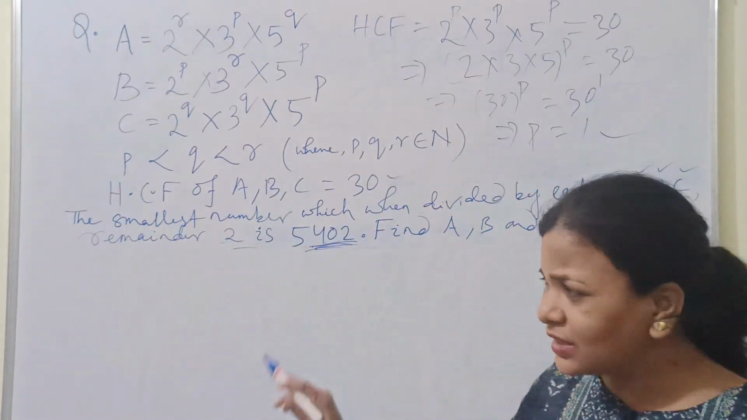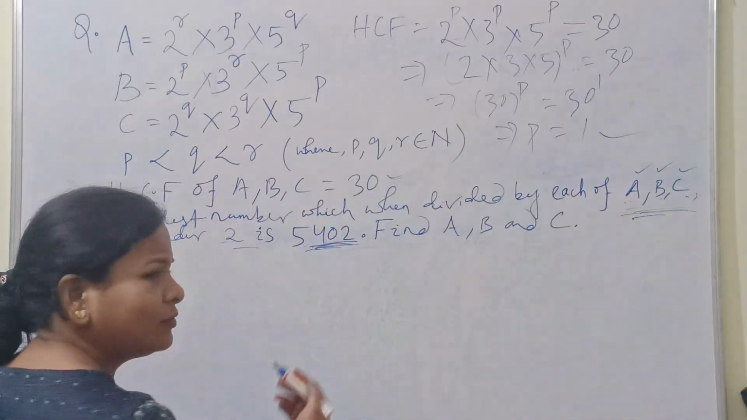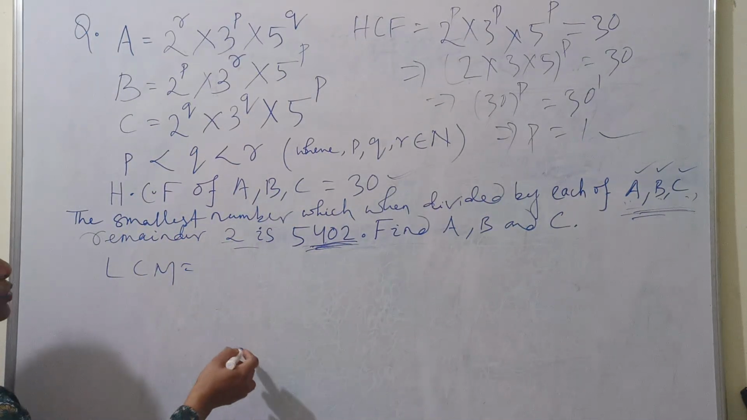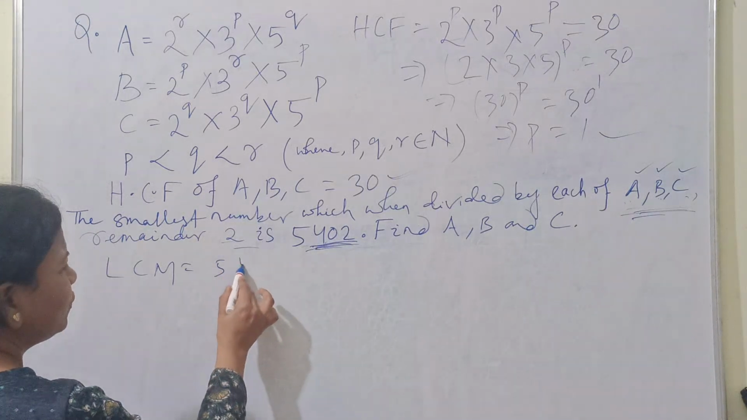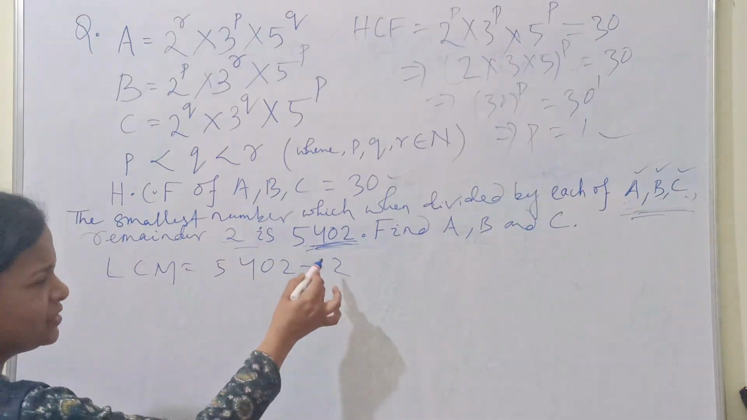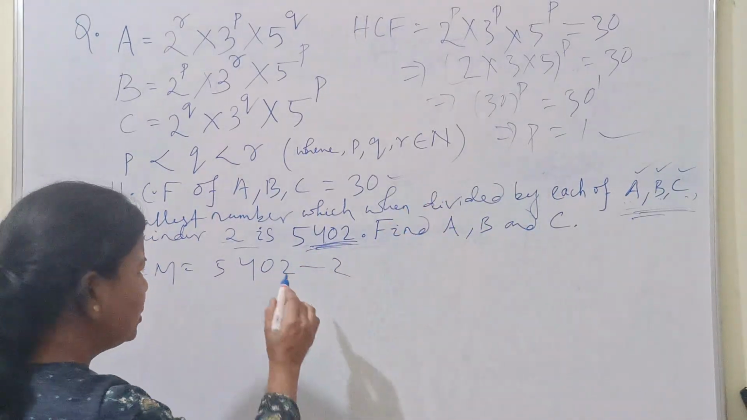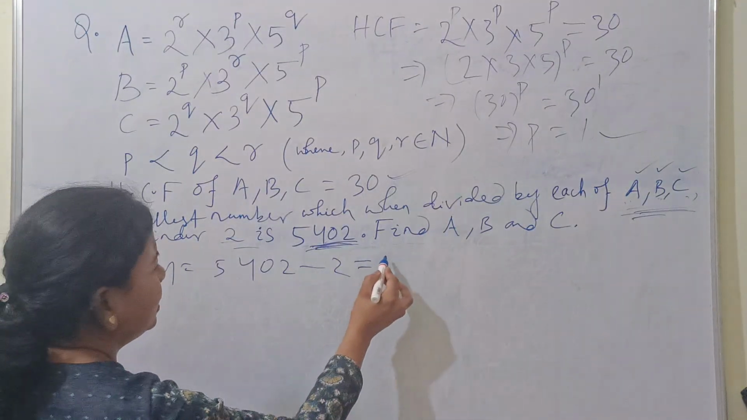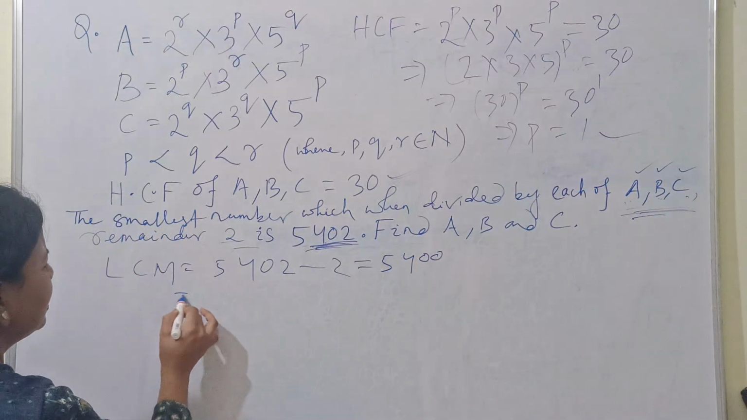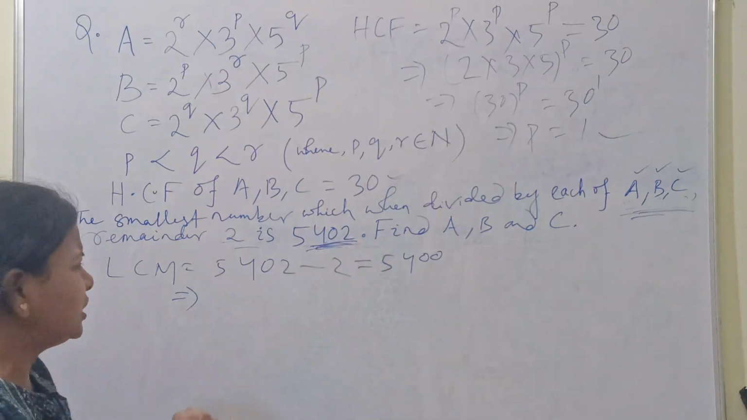So what is the LCM? Directly from this information we are getting the LCM. In what way would we be able to get the LCM? LCM of the numbers is equal to this 5402 minus 2, because 2 is coming as the remainder whenever this number gets divided by A or B or C. So what is that number we obtain? That is 5400. LCM is equal to this much.